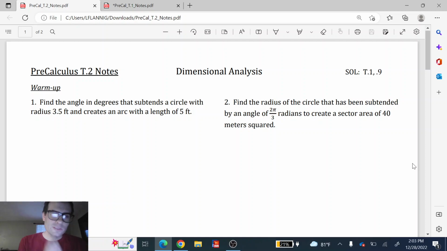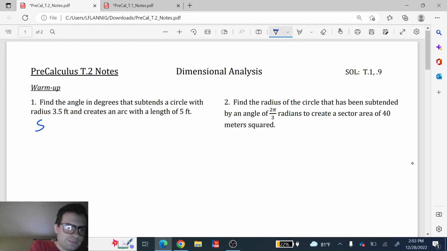So let's first find the angle in degrees that subtends a circle with a radius of 3.5 feet and creates an arc length of 5 feet. We remember the formula, because we're trying to find the angle and we know the arc length. S is the arc length, which is equal to the radius times theta. Theta is always in radians, so just be aware of that.